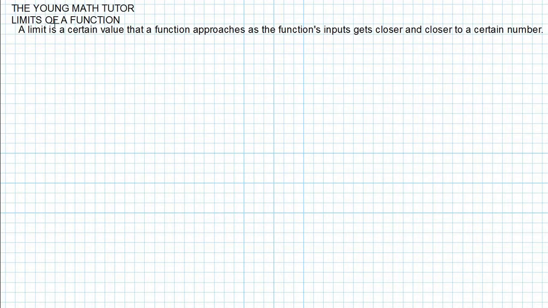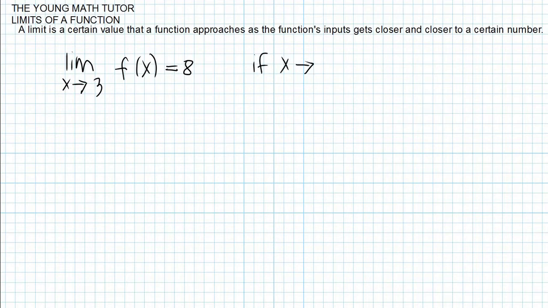A limit is a certain value that a function approaches as the function's inputs get closer and closer to a certain number. For the example that we have here, if the limit of f of x as x approaches 3 is equal to 8, then that means that as x gets closer to 3, f of x gets closer to 8.